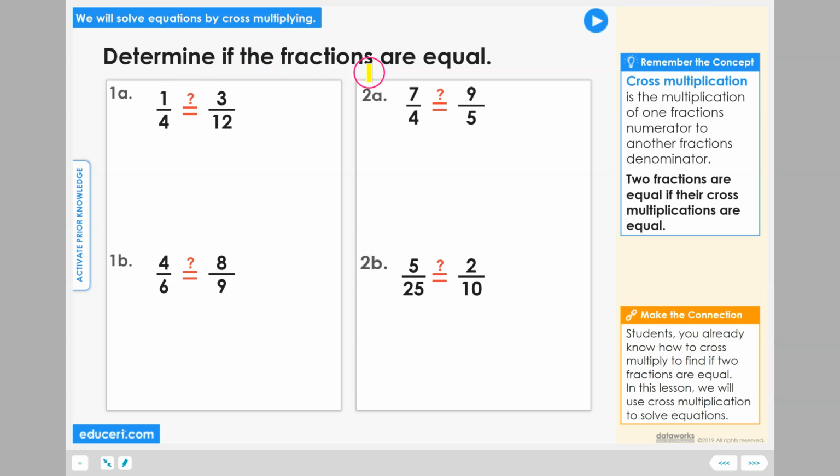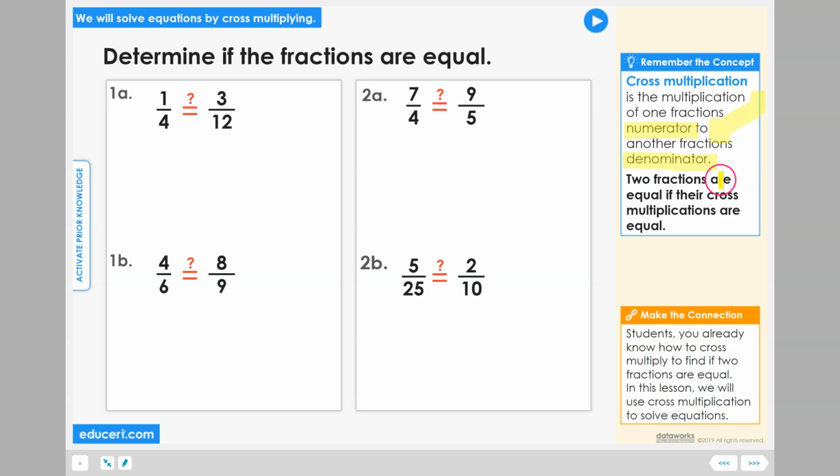Determine if the fractions are equal. Cross multiplication is the multiplication of one fraction's numerator to another fraction's denominator. And that's where the cross comes in, because you start from the bottom of one fraction and you go to the top of the other fraction, or the other way around.